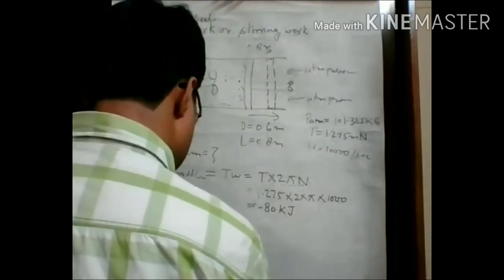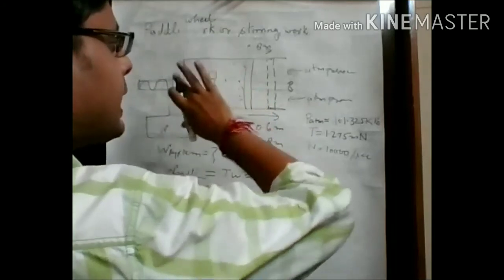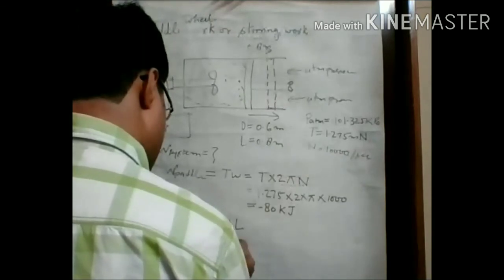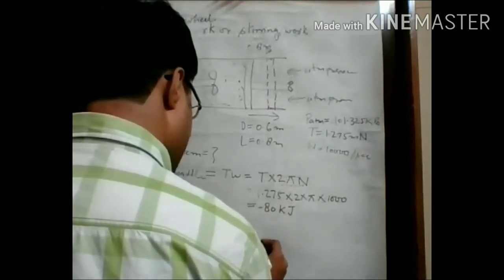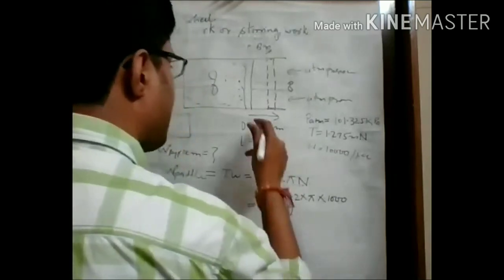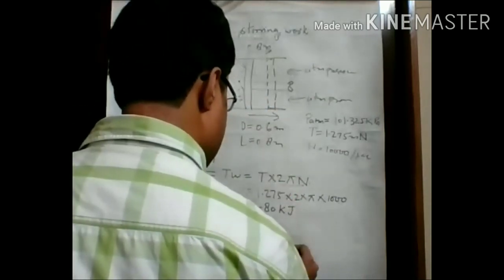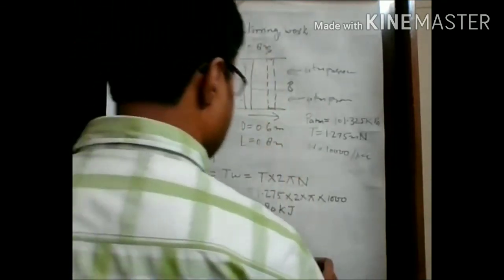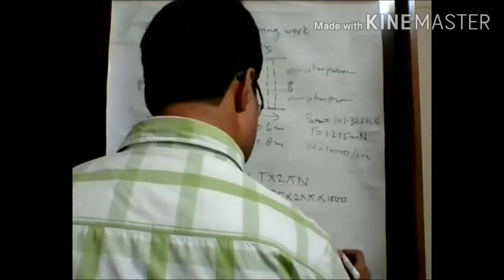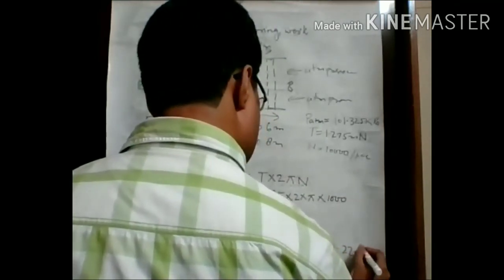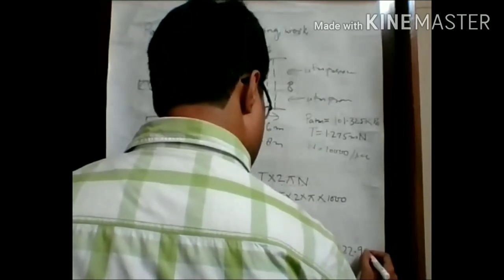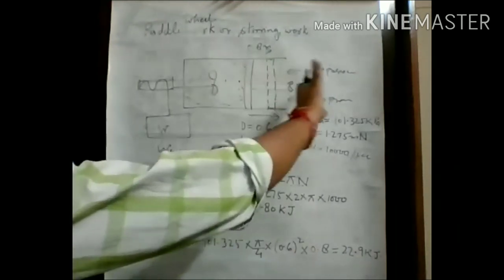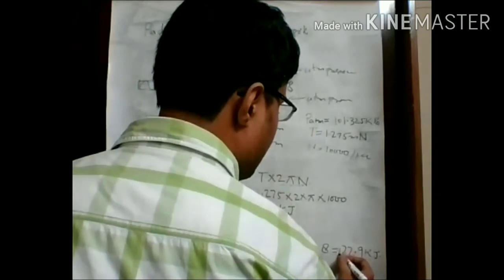If we put this value, this piston is moving against the atmospheric pressure. That's why we put here the pressure value as atmospheric pressure, 101325. Area is pi by 4 multiplied by the diameter of piston, given as 0.6, squared, multiplied by delta L, the length of stroke, which is 0.8. So if we calculate this value, that is equal to 22.9 kilojoule. And this is positive because this is work done by the system against the atmosphere.